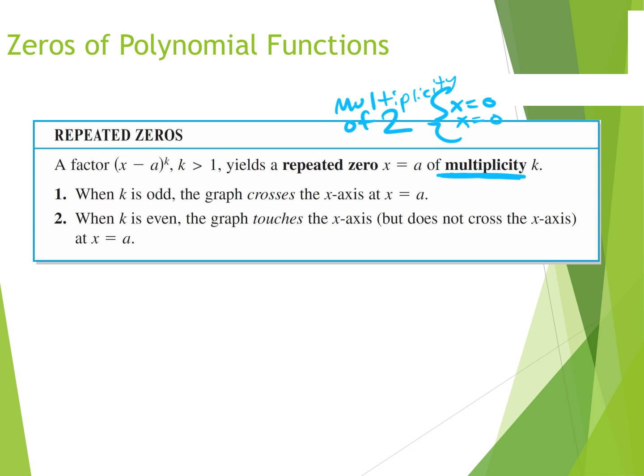When our multiplicity is even, so when you have an even amount of that answer, your graph touches the x-axis, or you can think about it as touches and turns, or some people say that it bounces off the x-axis. So when your multiplicity is even, your graph touches and turns at the x-axis, but it does not cross the x-axis. When our multiplicity is odd, so when we only have an odd amount of that number, then we cross the x-axis.